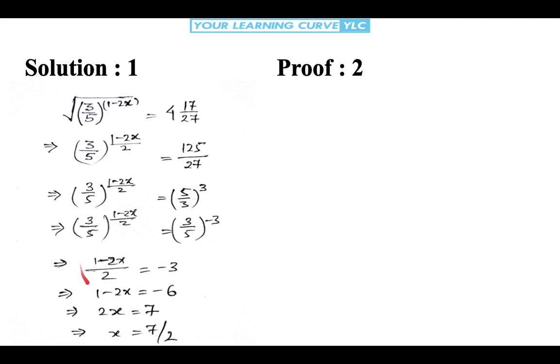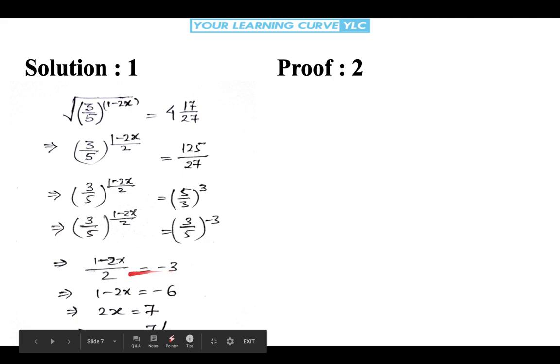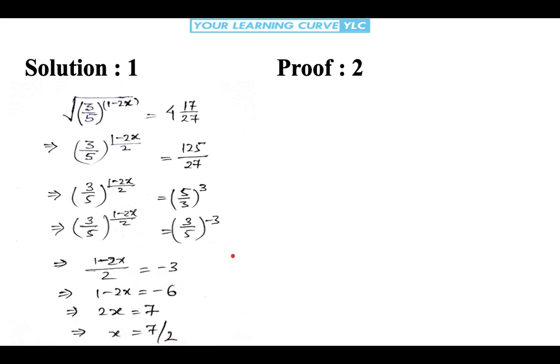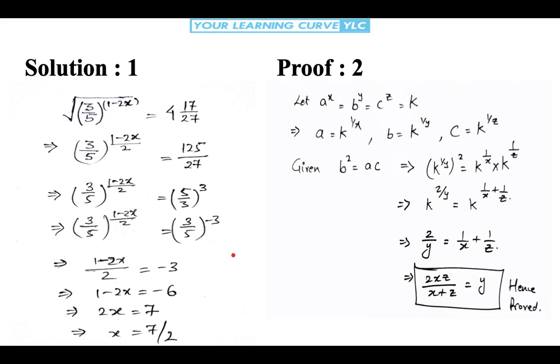Now equating the powers, (1 minus 2x) by 2 equal to minus 3, we get x is equal to 7 by 2. This is the answer for the first question. Now let's move on to the second question. This question is a very particular question. Here you have been given that three quantities are equal to each other. In almost 99% of the questions of this kind, you have to assume that all the quantities which are given equal, let it be equal to k, and then convert every one of them into the same variable.